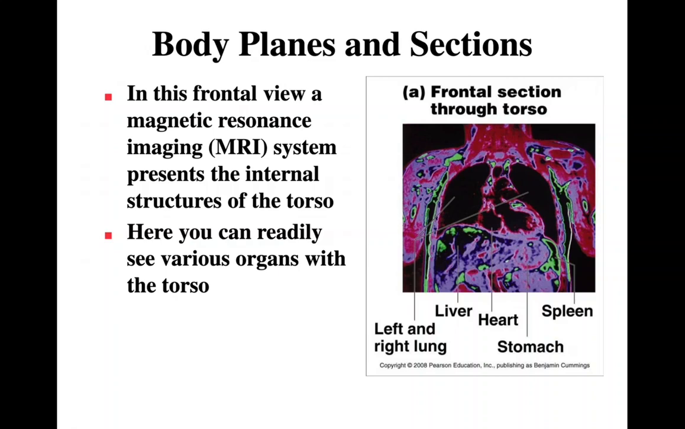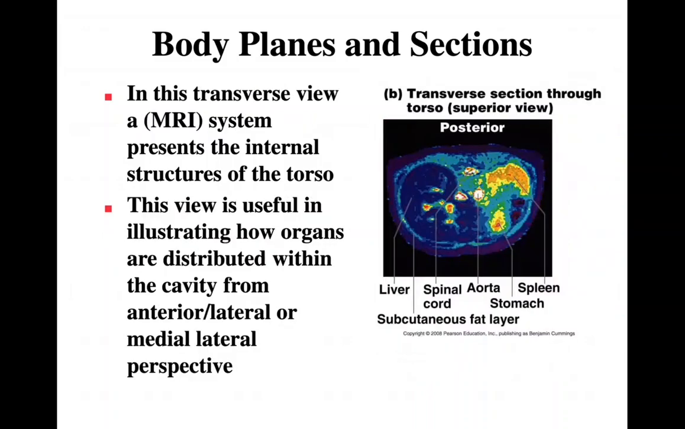So this is a frontal view of an MRI, magnetic resonance imaging. So here you can see the various organs. So these can be done and show different planes like this. The advantage to this is you can see a lot of what's going on in this body without actually having to make a cut in this person. So it's a non-invasive procedure, much safer for them.